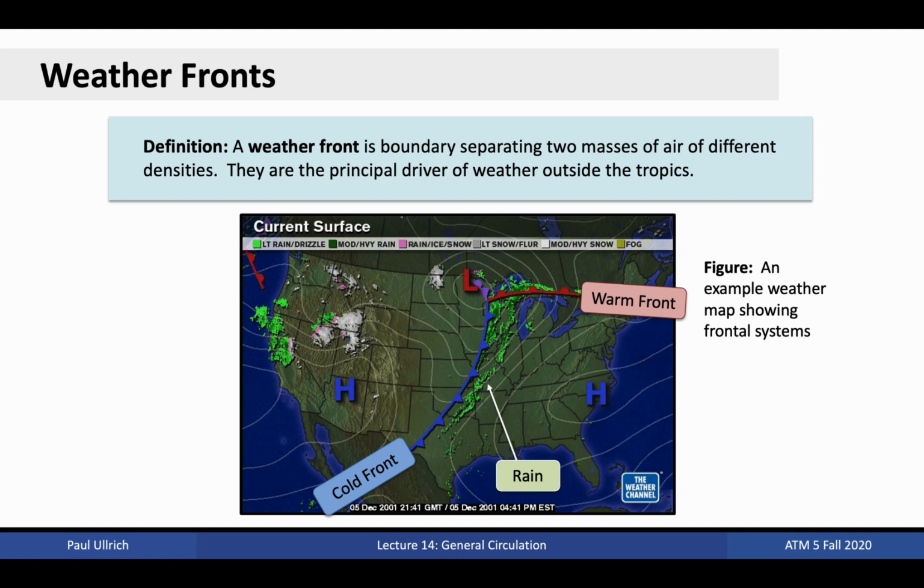Formally, weather fronts here are boundaries that separate two masses of air with different densities. It turns out that these frontal systems and their associated extratropical cyclones are the principal drivers of weather outside of the tropics.